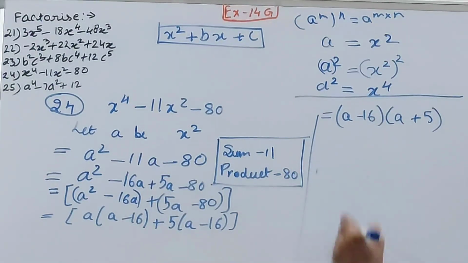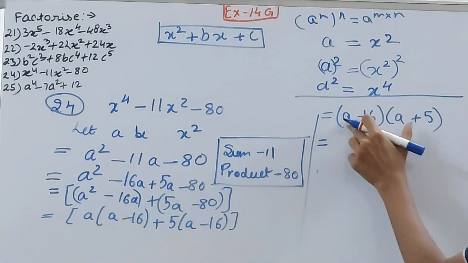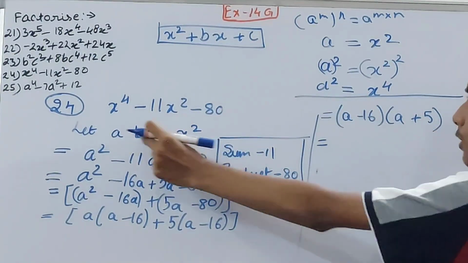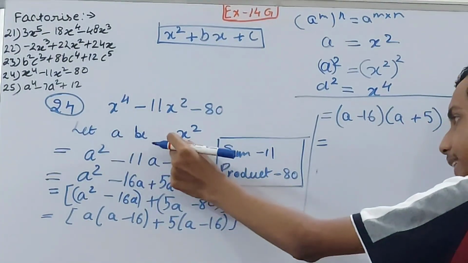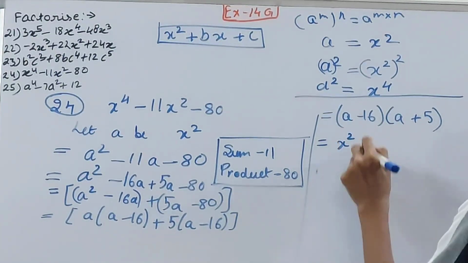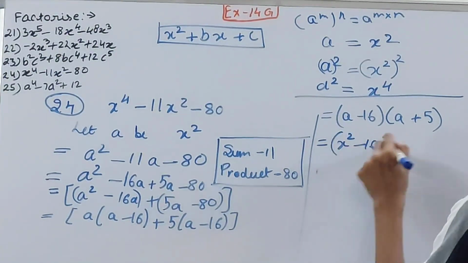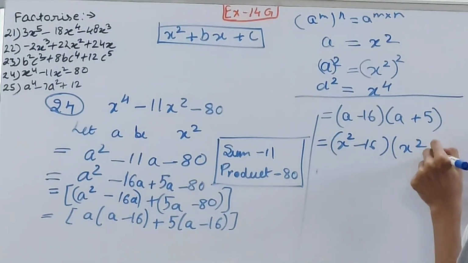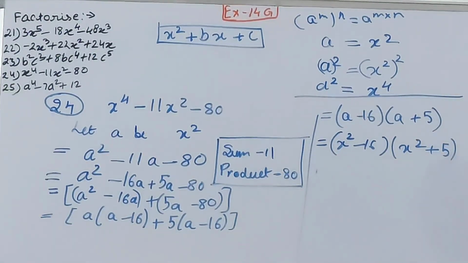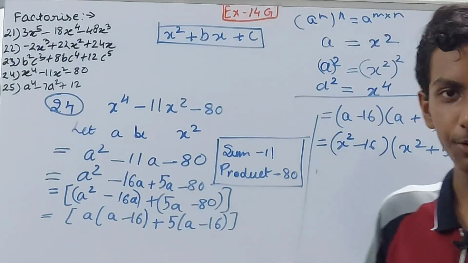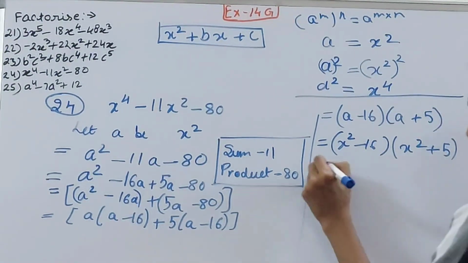Let's see carefully. So, you have to replace a with what? X square, because we have assumed a as x square. So in place of a, what will come here? X square minus 16. And in place of a, what will come here? X square plus 5. All right, done, finished, right? You might be thinking it is finished now, but it is not finished yet. We also have to do one more step in this, that is the last step.